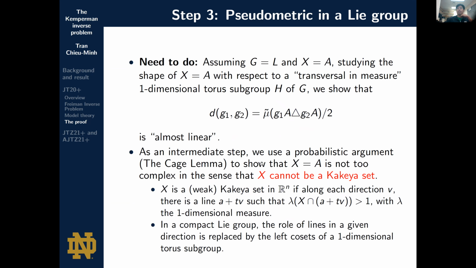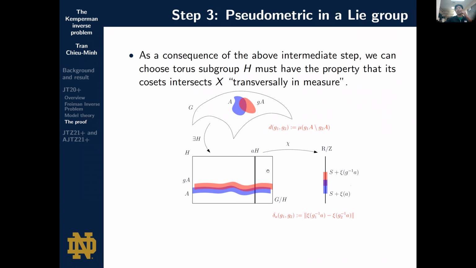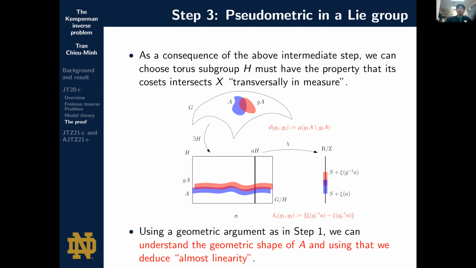Okay, so this notion of Kakeya set needs to be defined a little bit carefully, and then that is defined in terms of cosets of a one-dimensional torus subgroup. So after this, you achieve a one-dimensional torus subgroup such that the translation of this one-dimensional torus subgroup intersects your set A, or X originally, in a set of very small measure, right? And then we use a geometric argument in step one. You get more information about the geometrical shape of the set A.